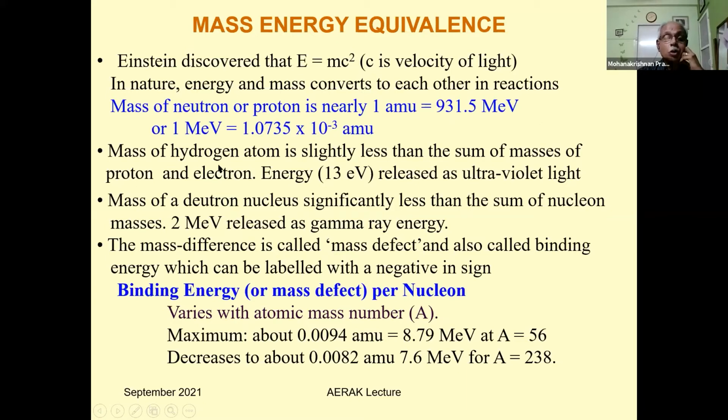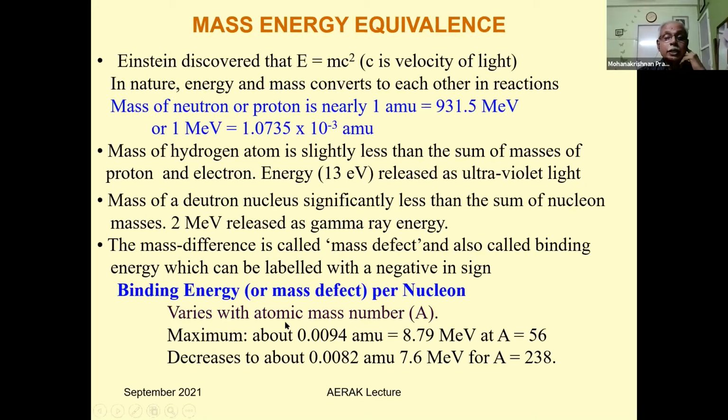The mass of the hydrogen atom is slightly less than the mass of the proton and electron by this very small amount of 13 electron volts. You can convert it to the mass unit. Similarly, the deuteron mass is significantly less than the mass of the proton and neutron. This mass difference is called the mass defect, and it is also called the binding energy. And this is the energy which is getting released in the fission, which we will be discussing now.